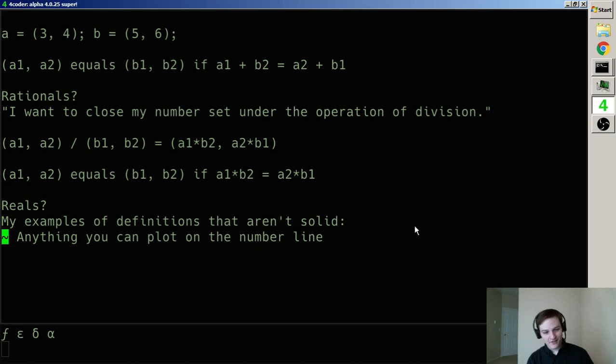Anyway, so "anything you can plot on the real number line." That's a definition I see a lot in the casual math stuff. What does that mean? Anything, or maybe any point, you can plot on the number line. The problem with this is it doesn't, first of all, give us any way to analyze what the operations are. Is addition just measuring distances from 0?